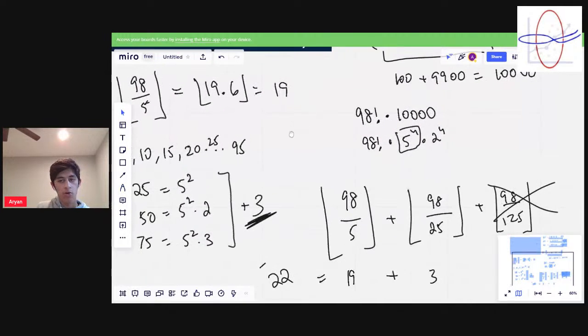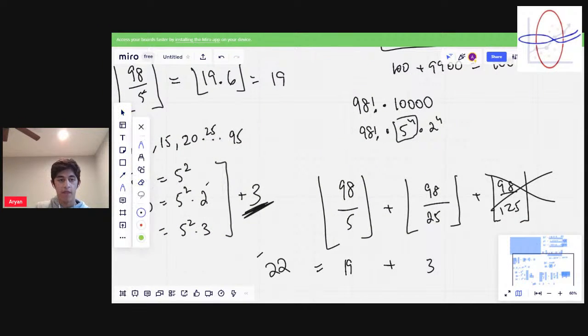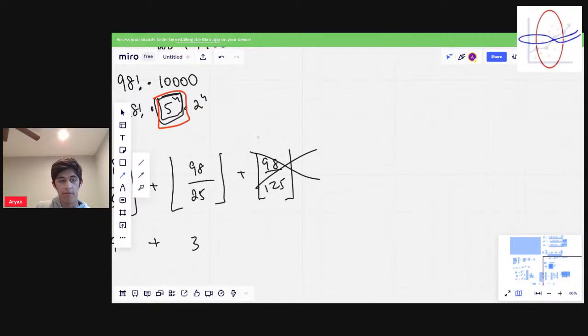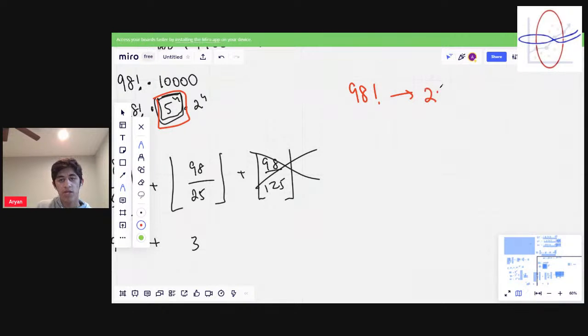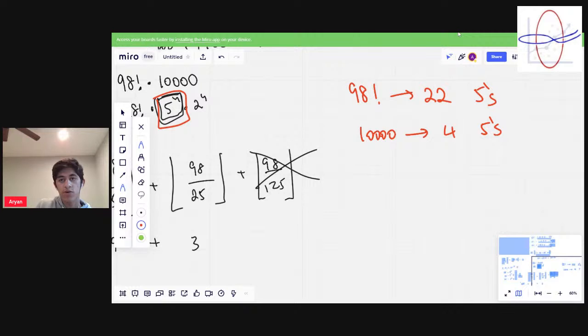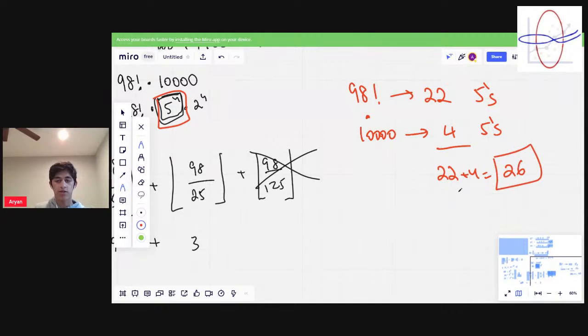We're almost done, but we want to make sure we don't forget the original 5 to the 4th up here that we found, boxed in red. So in 98 factorial, we have a total of 22 5s. And then in 10,000, we have 4 more 5s. So when we multiply 98 factorial times 10,000, all we have to do is add these numbers together. 22 plus 4 is 26, and that would be our final answer.